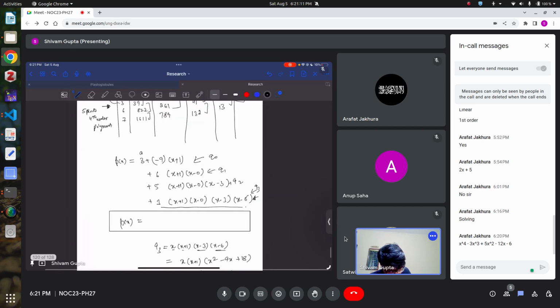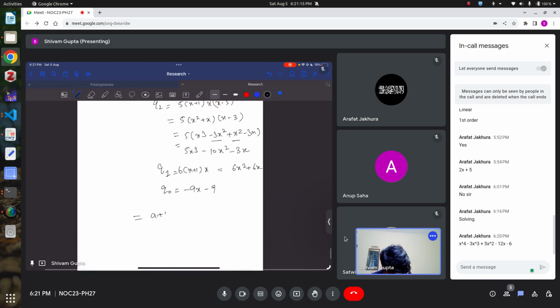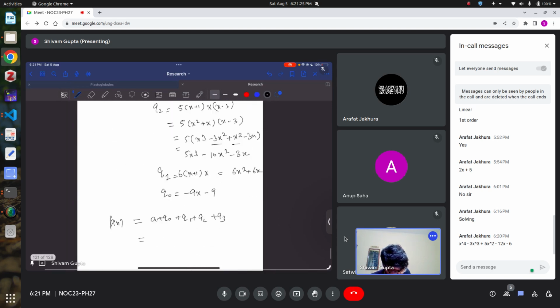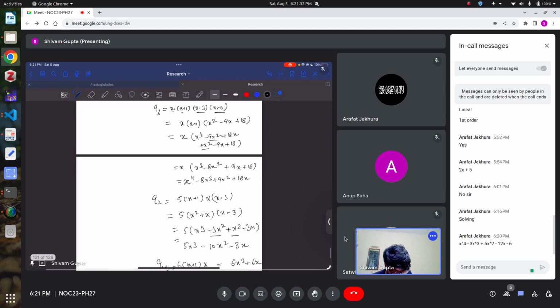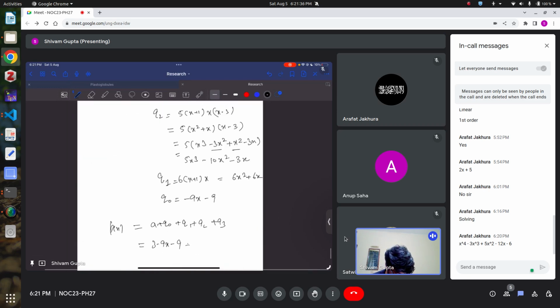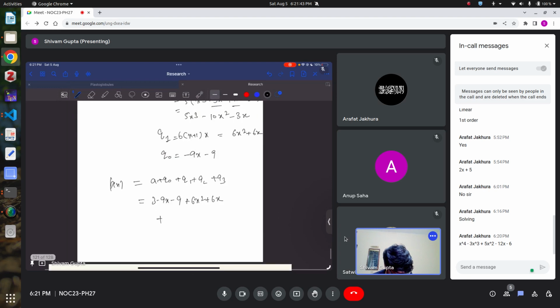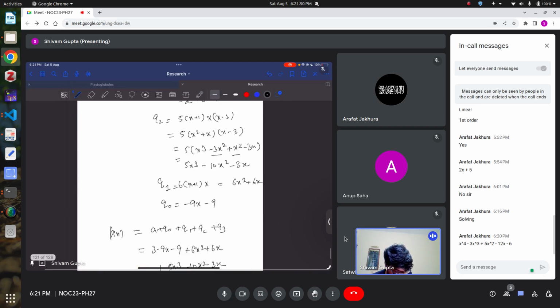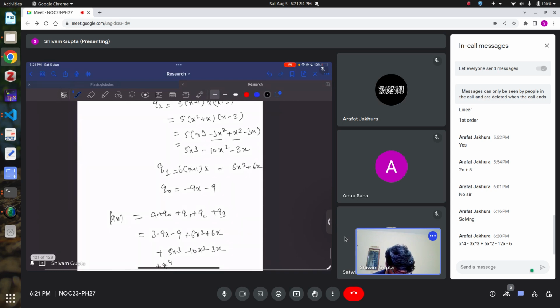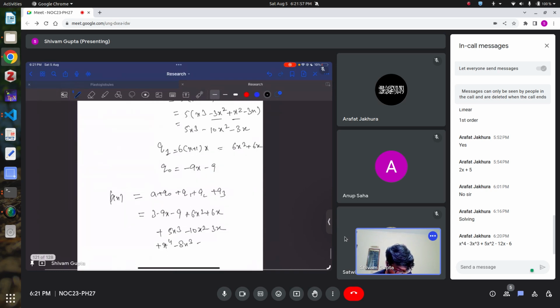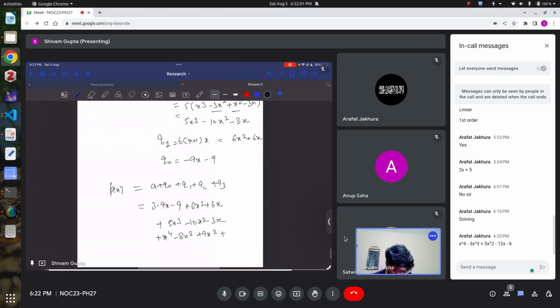So our thing is a plus q0 plus q1 plus q2 and q3. A was minus 9x minus 9, plus q1, which is plus 6x square plus 6x, q2 is 5x cube minus 10x square minus 3x, and q3 is x4 minus 8x cube plus 9x square plus 18x.